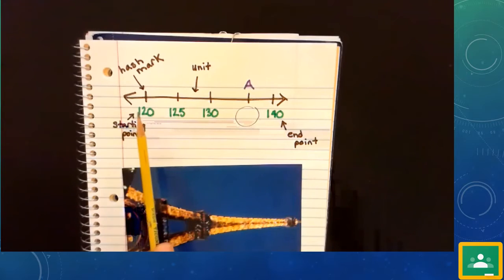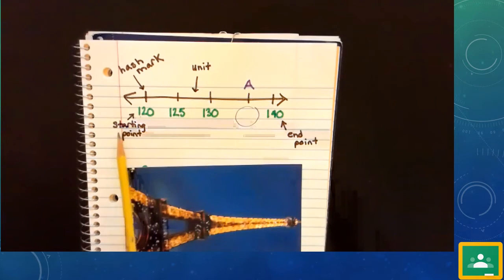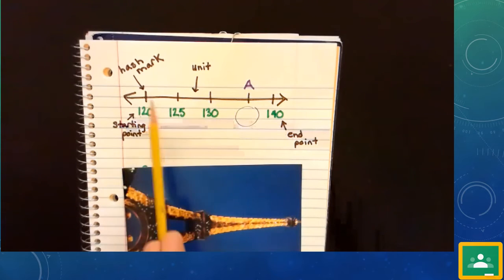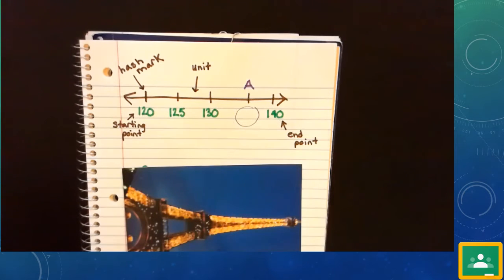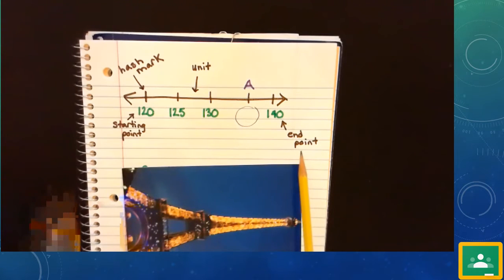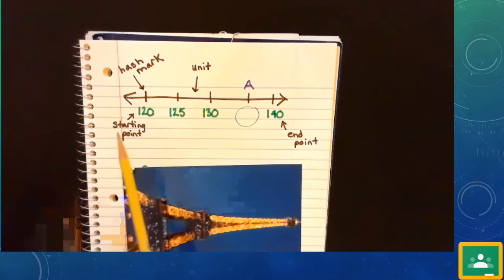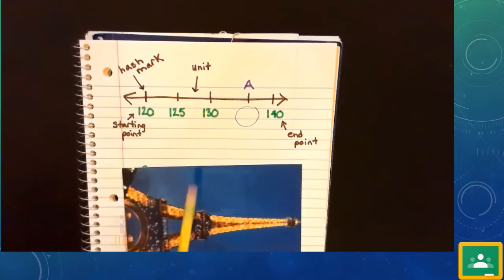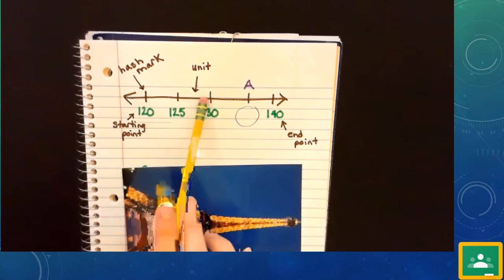And we also learned that the number lines have endpoints, okay? So we could call both 120 and 140 endpoints, but I like to call the first number on the number line the starting point, because that is where we're starting on this number line, and then we'll end with 140. So I call that second number at the end the end point, and the first number on our number line the starting point, okay?